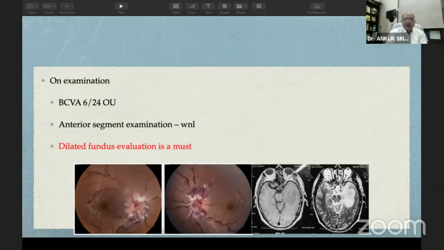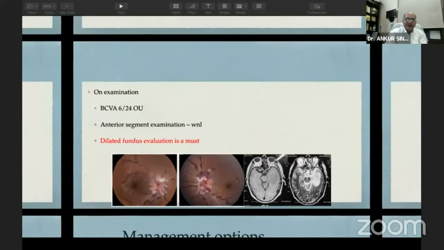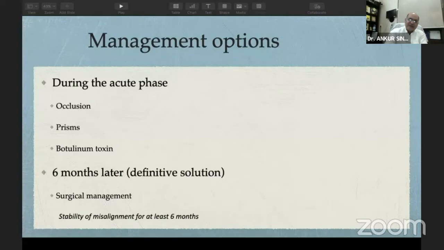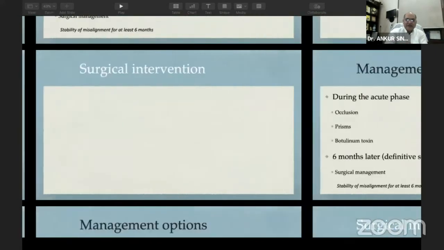So it is very important to understand that sixth nerve palsy could be a false localizing sign. Before jumping to management, we should at least evaluate them and have a good look at the fundus. So a dilated fundus evaluation is a must in all cases of sixth nerve palsy that present to us as an acquired case. Now, management options in the acute phase would be occlusion, prisms, and Botox. And 6 months later, we can think about surgical management when the stability of alignment is there for at least 6 months.